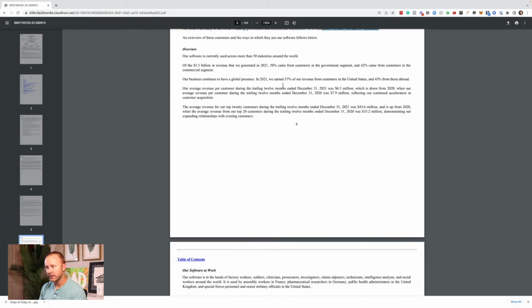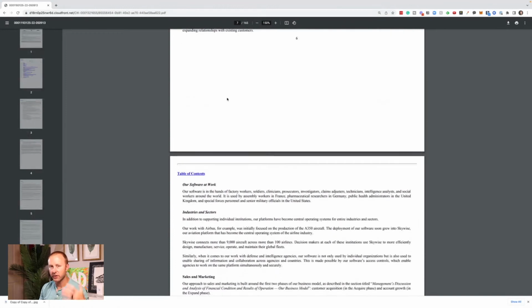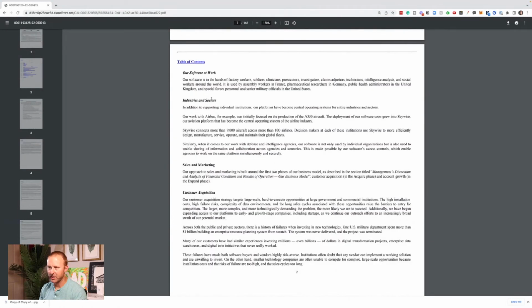They have a global presence. They earn 57% of their revenue from the United States and 43% from those abroad. And they even break down the average revenue per customer. Every company is going to be a little bit different, but these are the types of things that are covered in the business overview. It talks about customer acquisition, how the software works, and the industry sector.